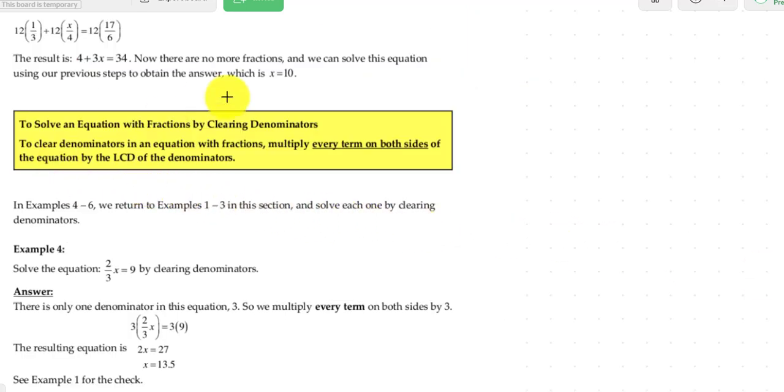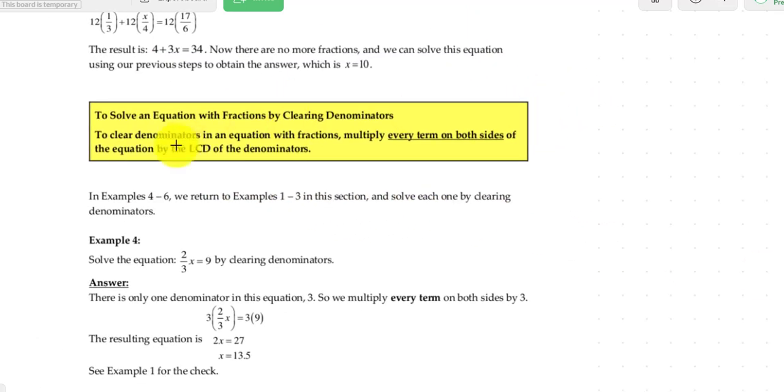And on the next page, they give us a little definition here. It says to solve an equation with fractions by clearing denominators, multiply every term on both sides of the equation by the least common denominator, the LCD.